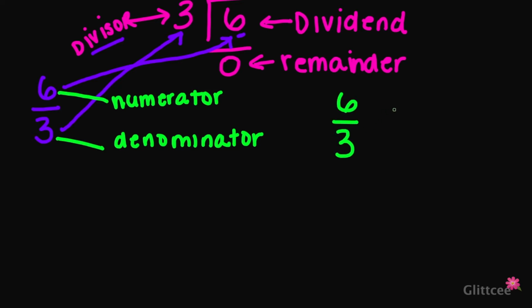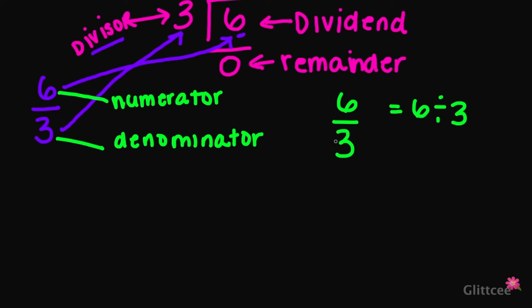Okay, the same exact example, 6 divided by 3. What does this mean? So this means that I have the number 6 and I need sets of 3s. I need groups of 3s. Remember the definition of division? It means separating, dividing. So that means I have 6 and I need groups of 3s.